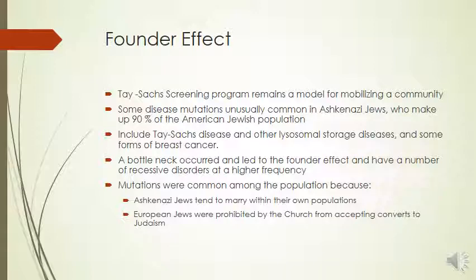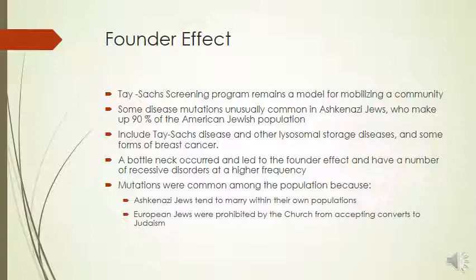Even today, the Tay-Sachs screening program, which began in 1971, remains a model for mobilizing a community to fight a genetic disease. Now, some disease mutations are quite common in Ashkenazi Jews compared to the general population, and the Ashkenazi Jewish population makes up about 90% of the American Jewish population. Some of these diseases include Tay-Sachs and other lysosomal storage diseases, and some forms of breast cancer.